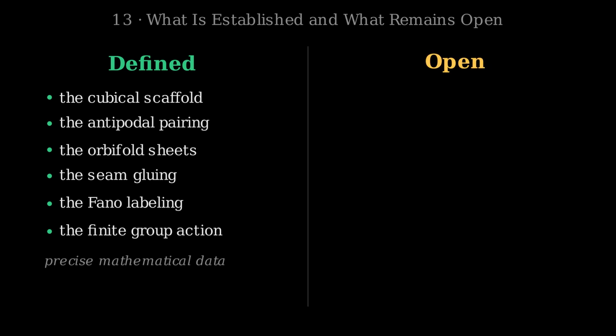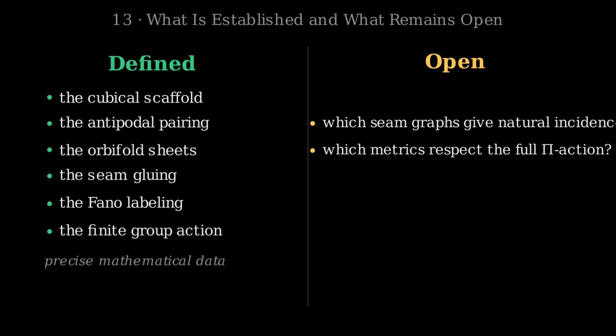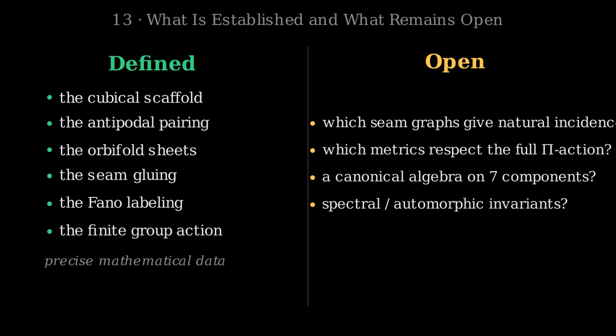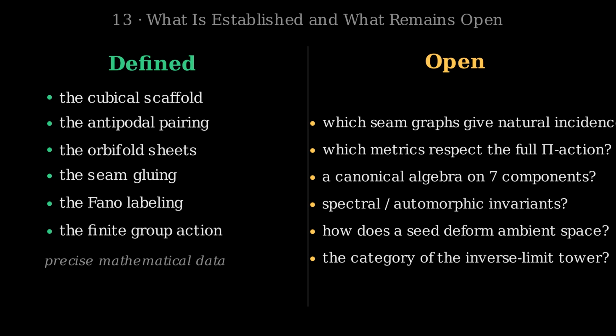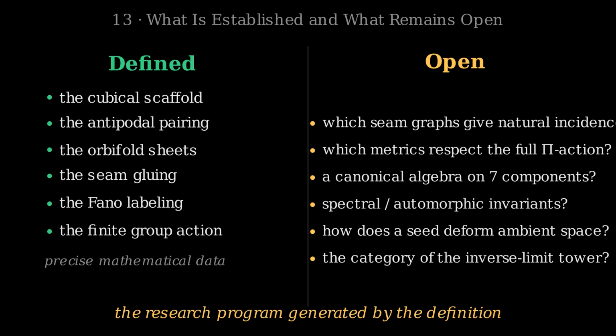Among the central questions are the following: which seam graphs produce the most natural Fano incidence? Which orbifold metrics are compatible with the full group action? Is there a canonical algebra associated to the 7 colored components? Can functions on the seed produce useful spectral or automorphic invariants? How should a seed-valued point deform the space in which it is planted? And what geometric category contains the inverse limit of the entire seed tower? These are not solved consequences of the definition. They are the research program generated by it.